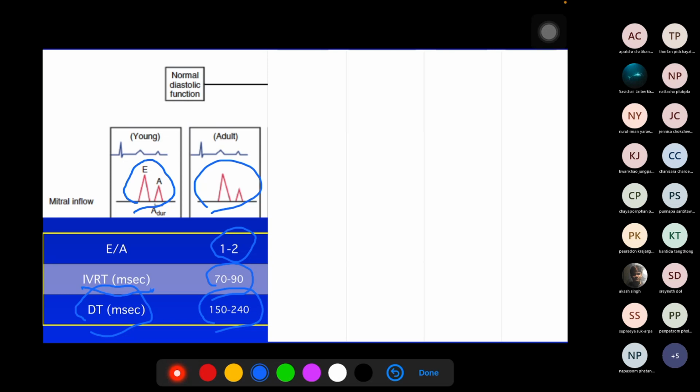In routine practice, you do not absolutely need to remember these numbers. It's okay to just remember briefly, roughly, the top number or the low number.